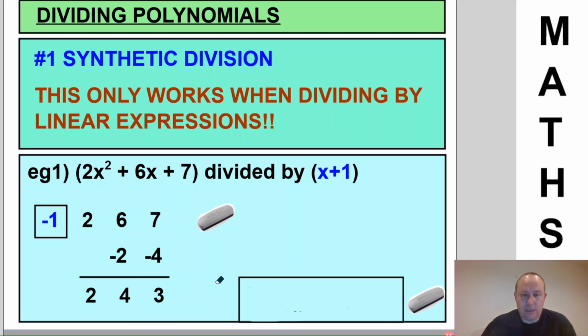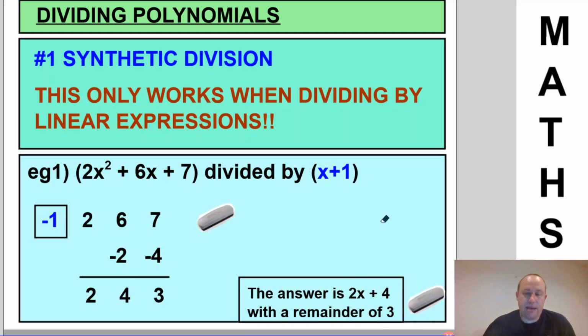Now, it's also important to know what this answer actually means. So we took away the algebraic terms here, so at the end we have to put them back again. So this number on the end is our remainder, 4 is just our constant term, and 2 would refer to 2x. If there was an additional term, it would be x squared, and then x cubed, and so on. So as you can see here, the answer is 2x plus 4 with a remainder of 3.